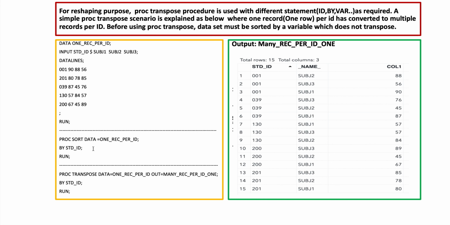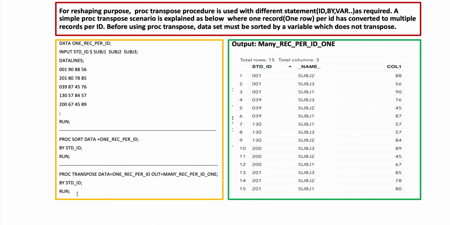Next step is PROC SORT. We are going to sort the dataset by student ID. That means student ID is not going to transpose. That's why: PROC TRANSPOSE data = one record per ID, by student ID, and run. Next one is the PROC TRANSPOSE statement. PROC TRANSPOSE data = one record per ID. The output dataset name is many record per ID. By student ID and run.